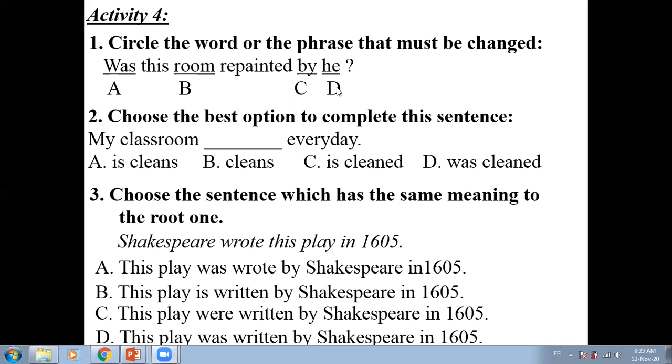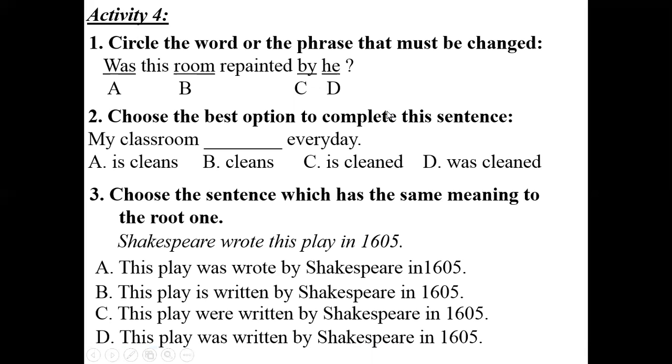So here, which word is incorrect or must be changed? Of course, D, right? And "he" will become "him". So you pay attention to this. In passive voice, if we see "by" plus he, him, her, they, them, or us, we can omit it.